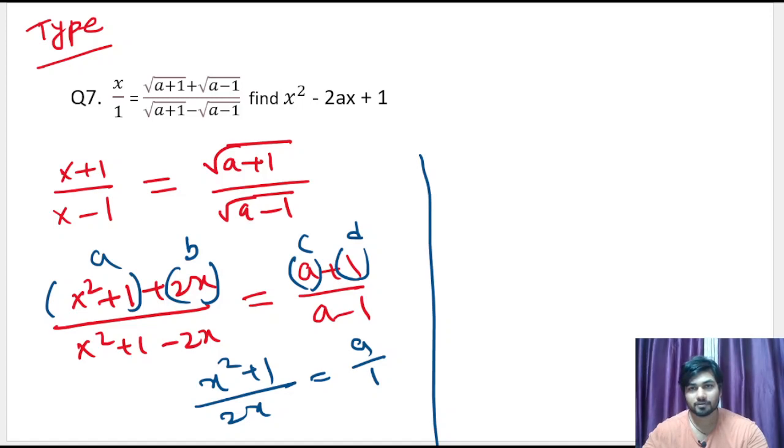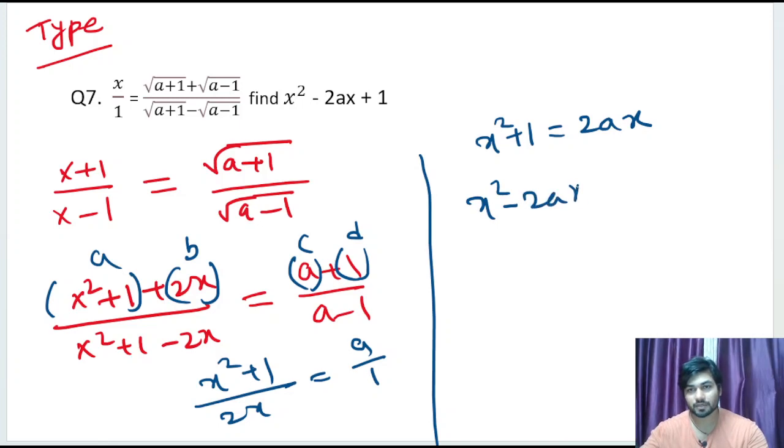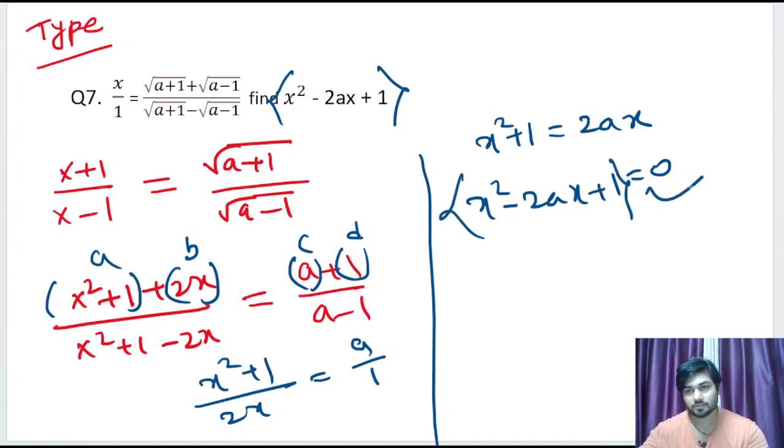Let me write it here and cross multiply it. What is it? x square plus 1 is equal to 2ax, and x square minus 2ax plus 1 is equal to 0. So this is what I need to find, and this is what we are getting. So this value is nothing but 0. So this is your answer.